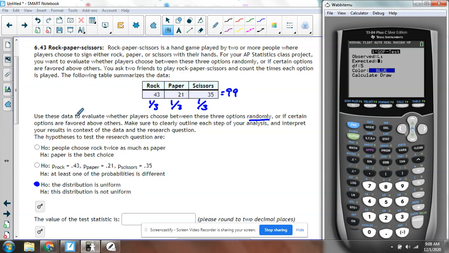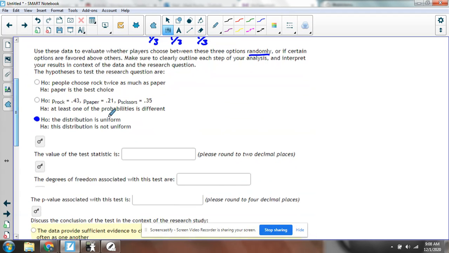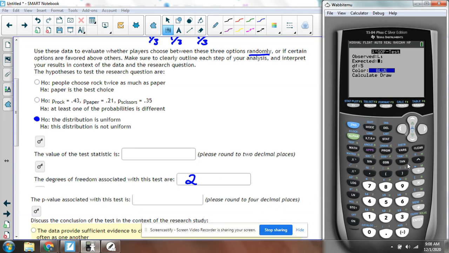Now, how many degrees of freedom are there? Well, if there's three categories or three things we're choosing from, the degrees of freedom are going to be one less than that. K minus 1, K being the number of categories. So then we'll change degrees of freedom to 2. Go ahead and calculate. So we get everything we need.